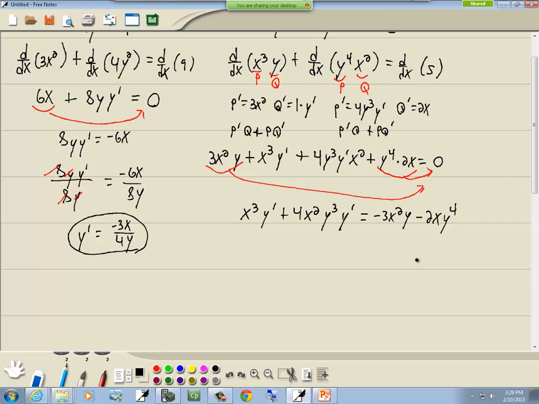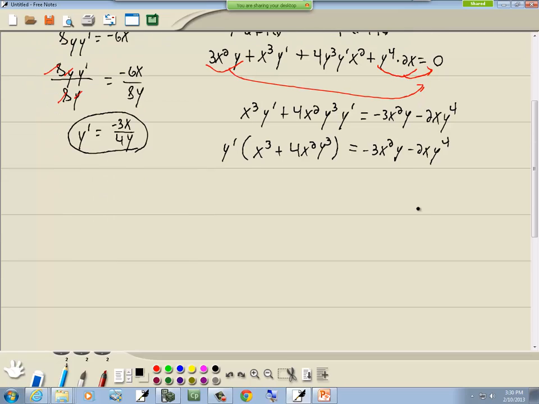Well, our goal is to get a single y prime, and there's two ways of getting a single y prime. One of them is combine together like terms, and the other one is to factor it out. And we're specifically going to factor out the y prime. And that'll give us x to the third plus 4x squared y to the third equals negative 3x squared y minus 2x y to the fourth.